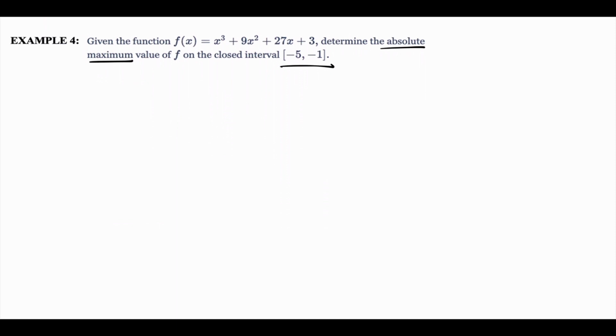We started with the derivative, right? We always start with the derivative. So let's do that. So we get 3x squared plus 18x plus 27. That's the derivative, f prime. What did we do next? What did we do after we found the derivative? Set it equal to 0, right?